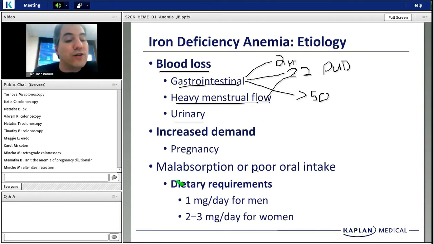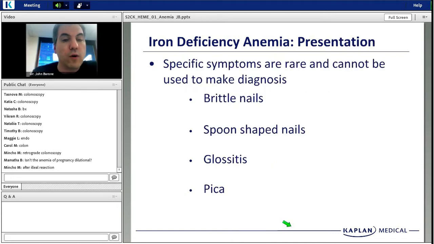Now, how much iron do people need? Men need about 1 milligram per day. Women need 2 to 3. Well, obviously, when they're in the reproductive age because of the menstrual period. Okay, good. That's their daily requirements.